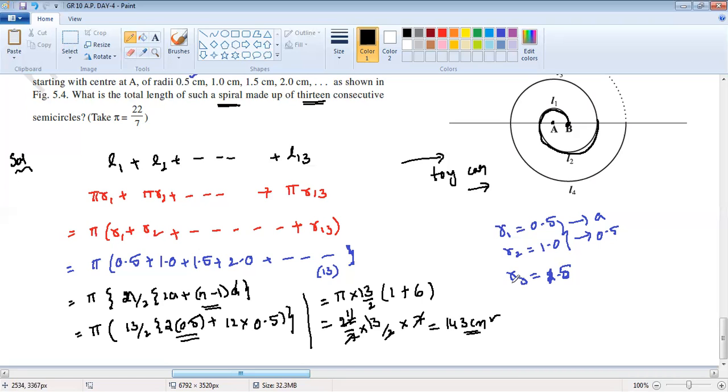Yes, sir. Did you understand why I'm taking pi r1, pi r2, pi r13 and so on? Clear? Yes, sir. Fine. Now I'm moving to the next one.